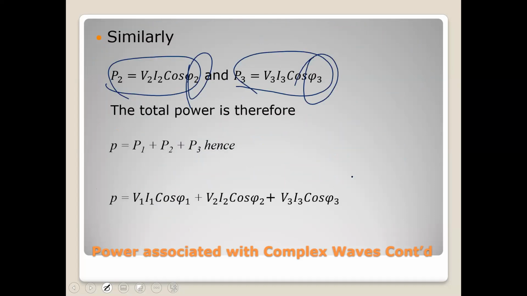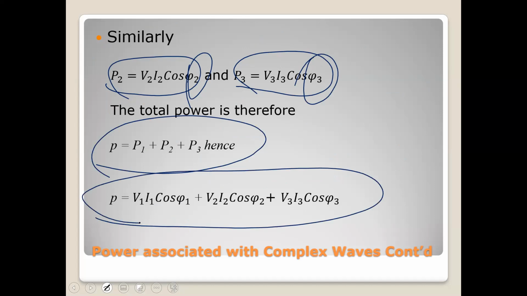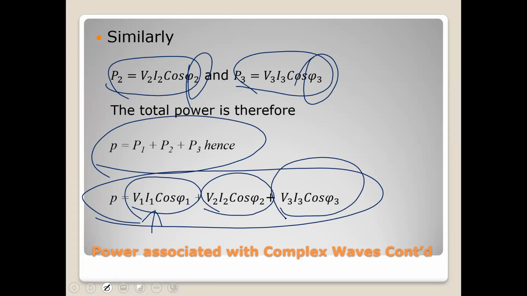So it is V2 I2 cos phi 2, V3 I3 cos phi 3. And so when we add the 3, then we get this expression. So for P1, or in other words, for the fundamental, that's the power. For the second harmonic, for the third harmonic. Any questions?